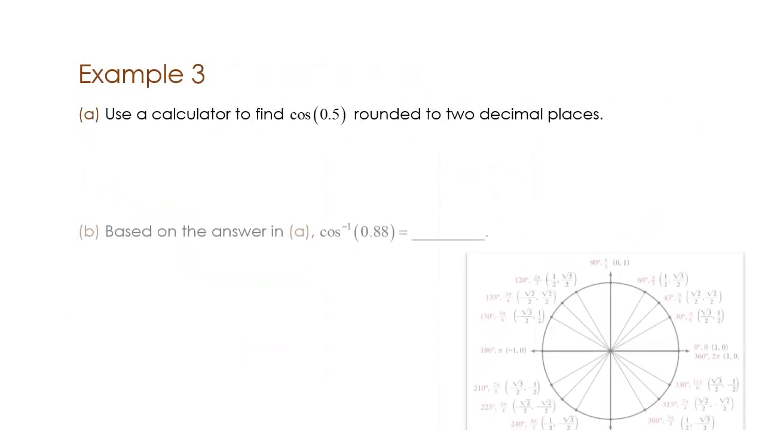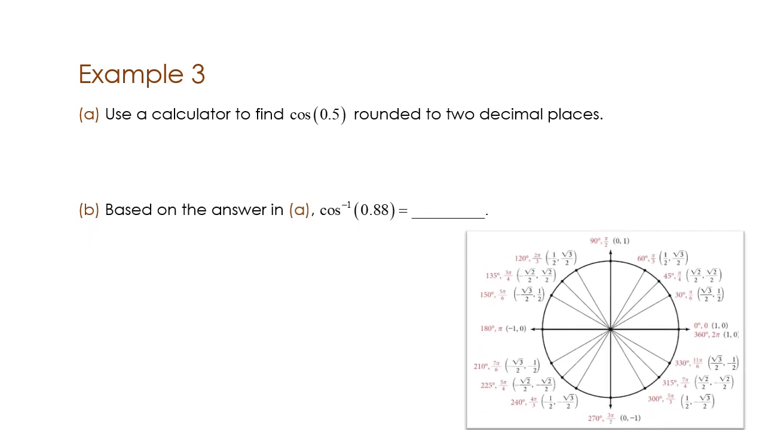So if we had to use a calculator to find cosine of 0.5 and round it to 2 decimal places, you don't see a degree symbol here, so that means that we're in terms of radians. So you would put this in, cosine of 0.5, and that gives us 0.88. So now if we had to reverse this, the cosine inverse of 0.88 is 0.5.